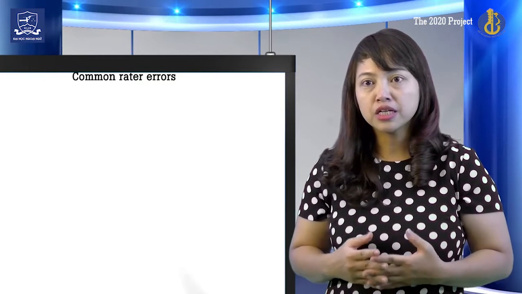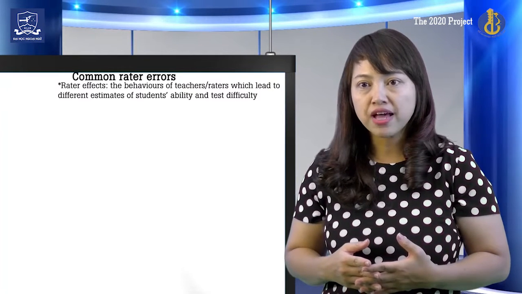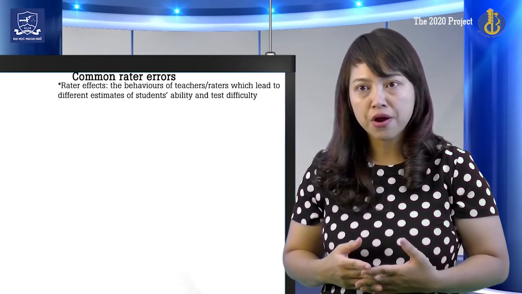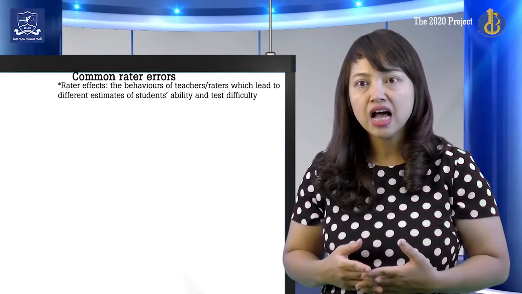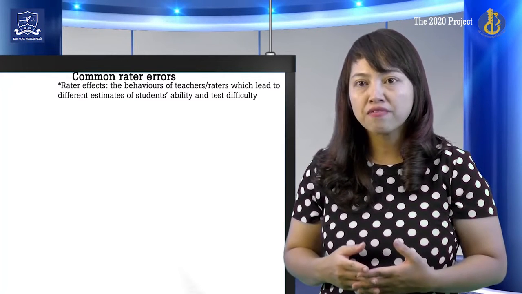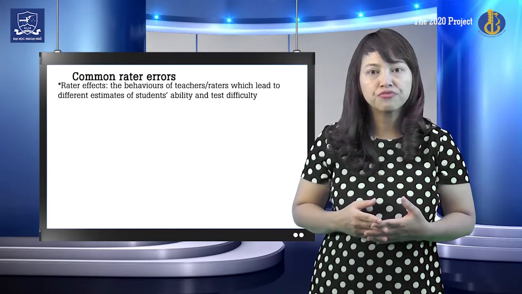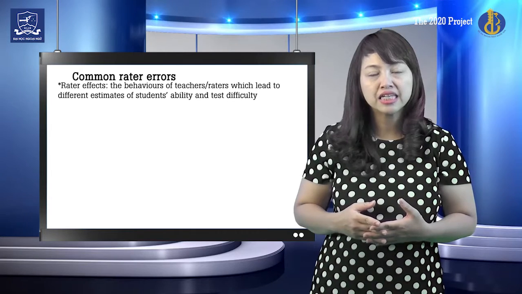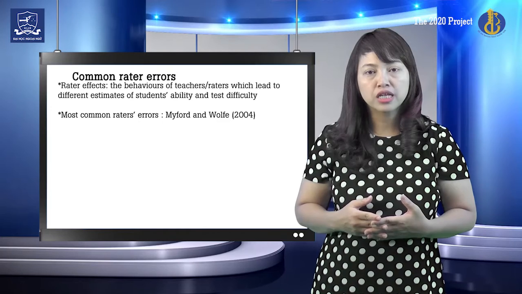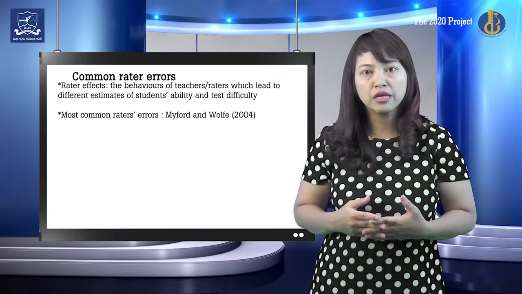Without enough training, teachers and raters may make errors while scoring. Rater effects, which are also named rater bias, rater errors, rater variability, are not clearly and unanimously defined. However, they are all related to the behavior of raters, which leads to different estimates of students' ability and test difficulty. A list of the most frequently mentioned sources of rater errors in rating can be found in Myford and Wolfe in 2004.